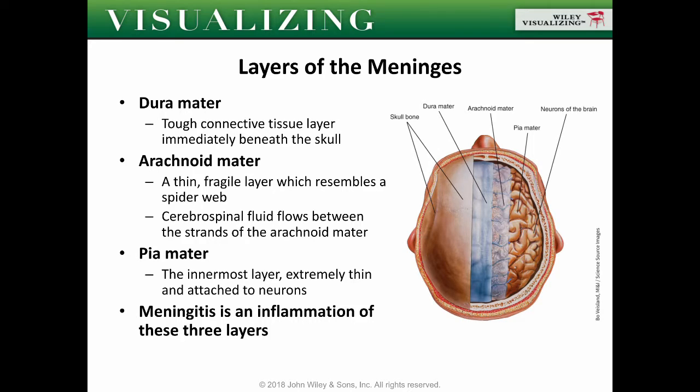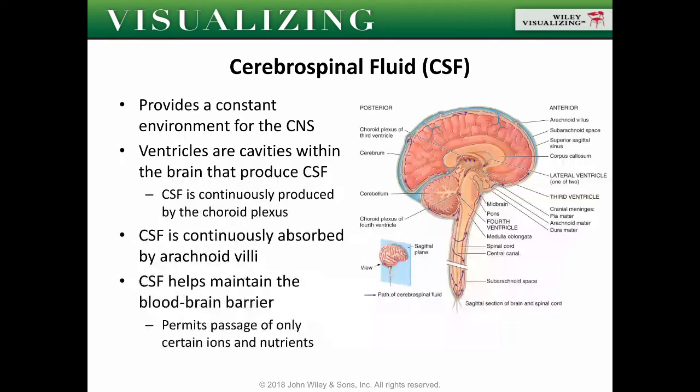And then we have the pia mater, the innermost layer, which is extremely thin, and it's the one that's attached to your neurons. Pia, dedicated. Basically, it's the one that directly touches your brain. Meningitis is the inflammation of these 3 layers. And it's actually a very serious disorder because it induces pressure, and of course the brain is going to be damaged.